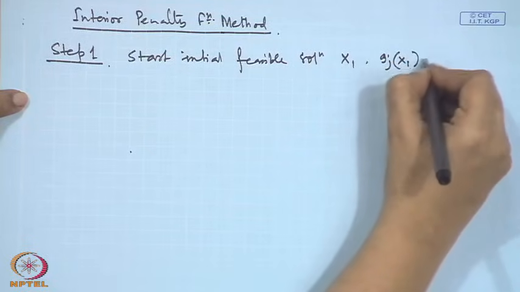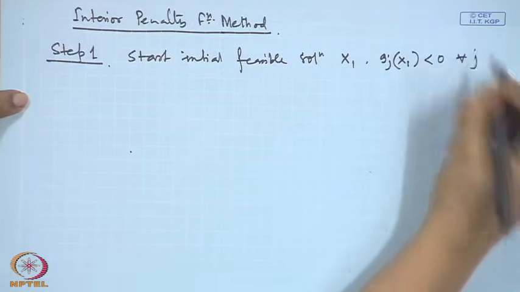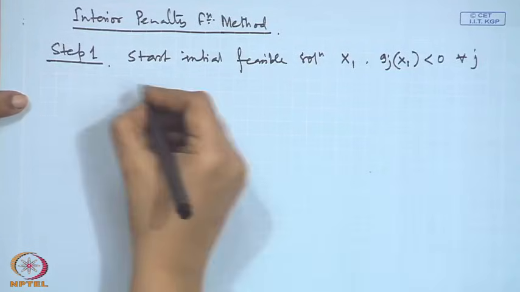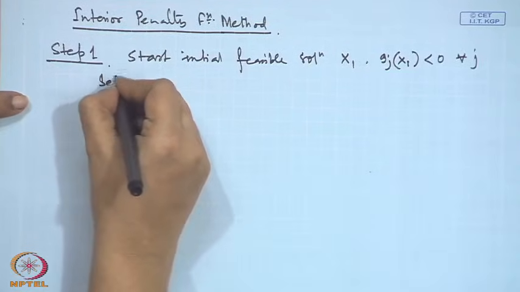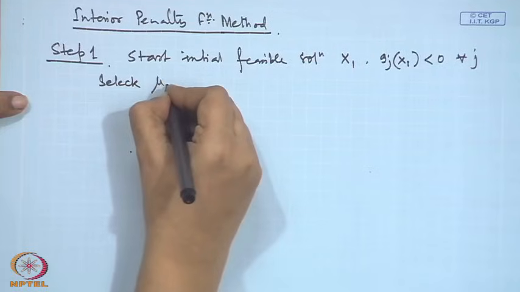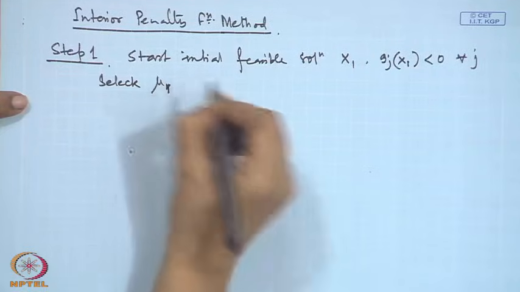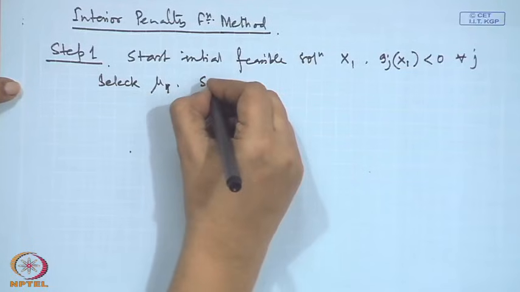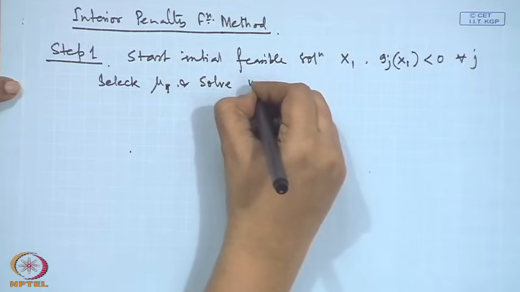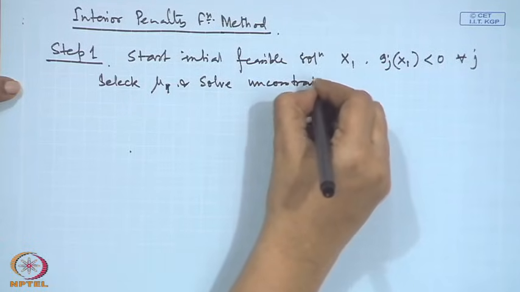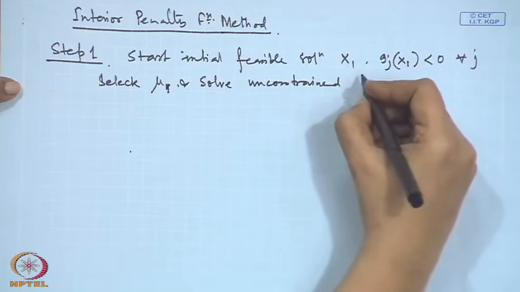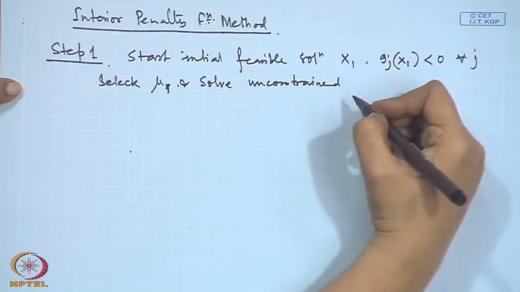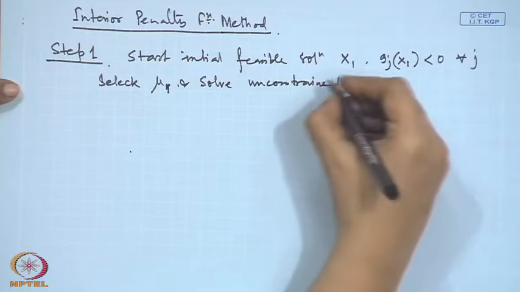Now, start with an initial feasible solution x1 such that for all j, gj(x1) is less than 0, then only x1 is the feasible solution. Now, let us select some mu 1. Since mu is approaching 0, mu 1 could be a very high value initially. Select mu 1 and solve the unconstrained optimization problem by augmenting either the inverse barrier function or the logarithm barrier function.